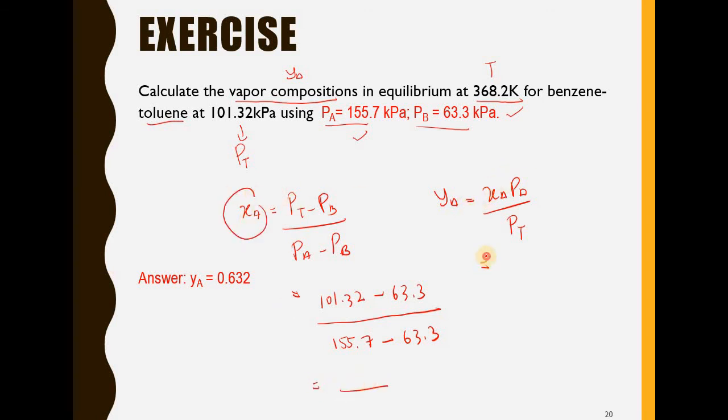For YA, you just multiply by the mole fraction here. You put it here and multiply with the pure pressure of A, 155.7, and you divide by the total pressure 101.32. Then you will get YA.